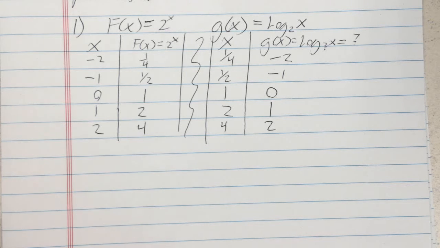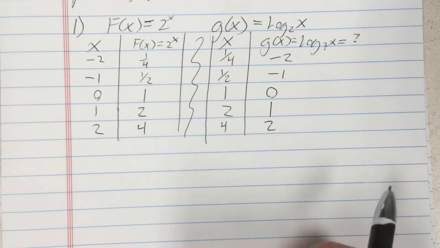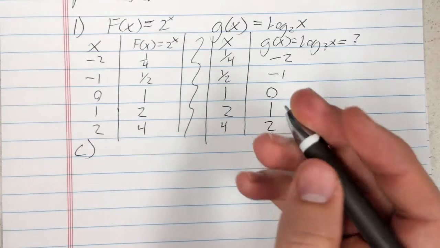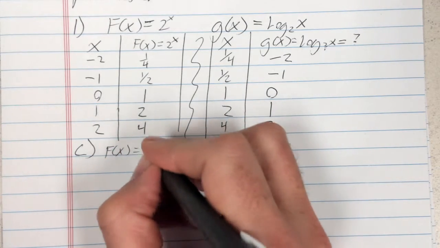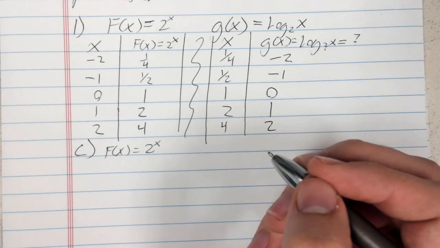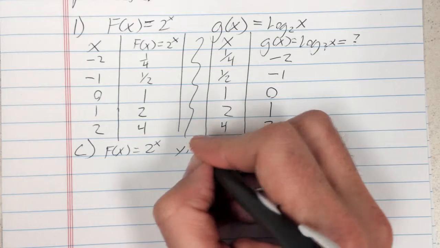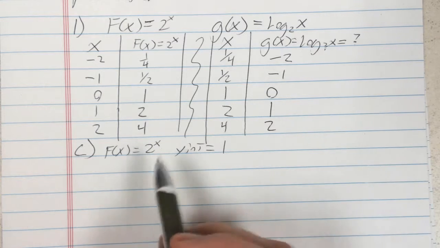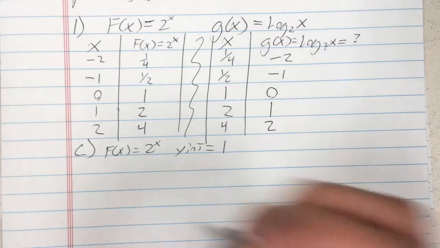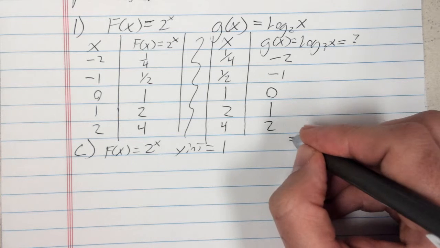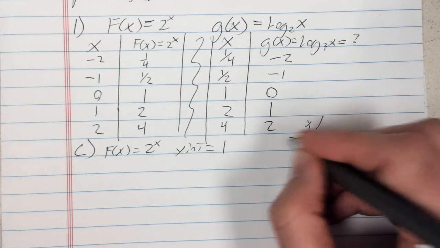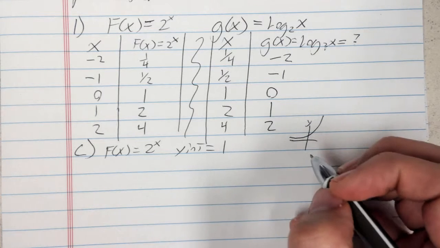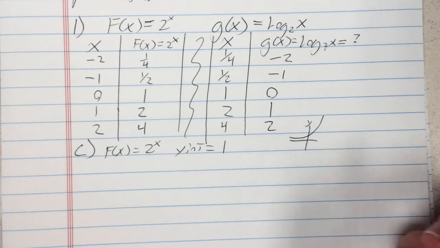Alright, B is graph, which you're going to have to do on your calculator and look at them. Alright, C says what are the x and y intercepts? Alright, so f of x equal to 2 to the x. The y-intercept is equal to 1, and there's no x-intercept. Alright, it's an exponential. If we remember, exponentials have a y-intercept, but they do not cross into the negative part, so they have a horizontal asymptote. So they're not going to have an x-intercept. It's not going to be there.